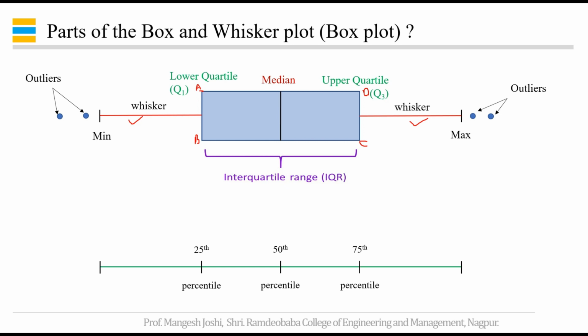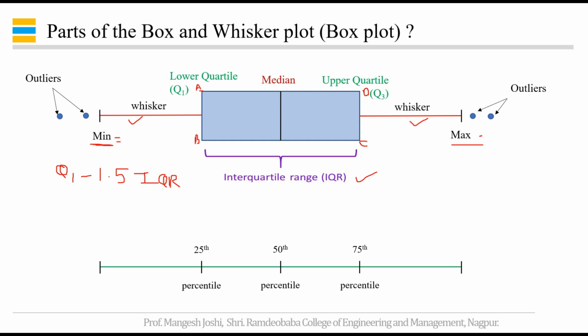Now you can see that there is a minimum value of the whisker and a maximum value of the whisker. So how do we calculate the minimum as well as maximum values of the whiskers? The formula for calculating the minimum value is Q1 minus 1.5 times IQR. The IQR is nothing but the interquartile range, which is the length of the box, that is B to C.